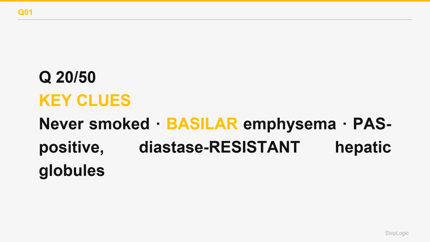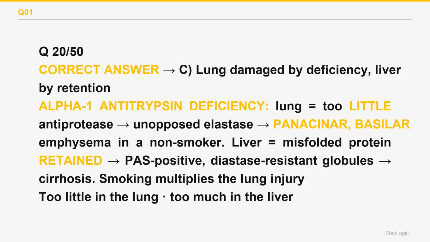Choices A, B, and E each collapse the two mechanisms into one. The correct answer is C. The distribution of emphysema is itself a discriminator and makes choice D wrong. Smoking-related emphysema is centriacinar and predominates in the upper lobes. Alpha-1 antitrypsin deficiency is panacinar and predominates at the bases. When a young non-smoker presents with basilar emphysema, that pattern alone should prompt the diagnosis.